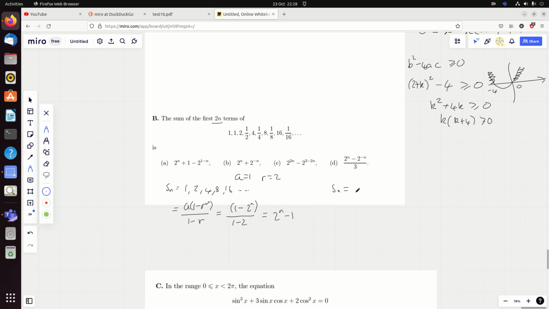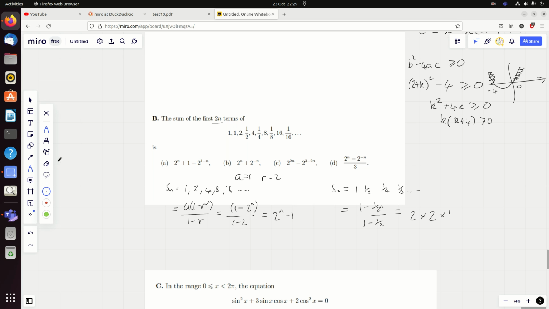For the other one, Sn equals 1, a half, a quarter, an eighth, etc. Same thing here. We've got 1 minus a half to the power of n, which is just 1 over 2 to the power of n, over 1 minus a half this time. Now the bottom simplifies to a half, and dividing by a half is the same as doubling.